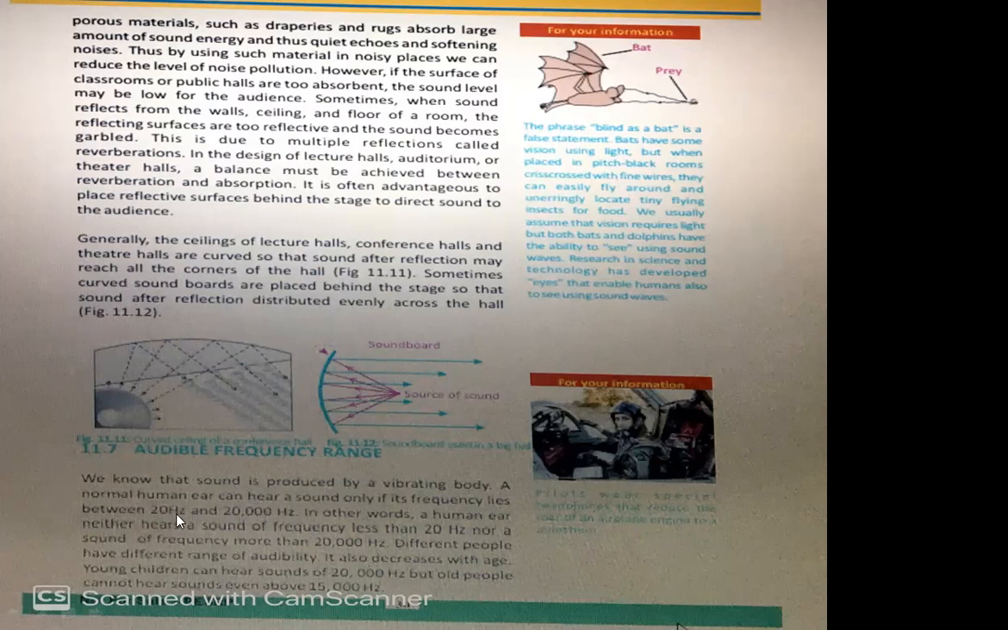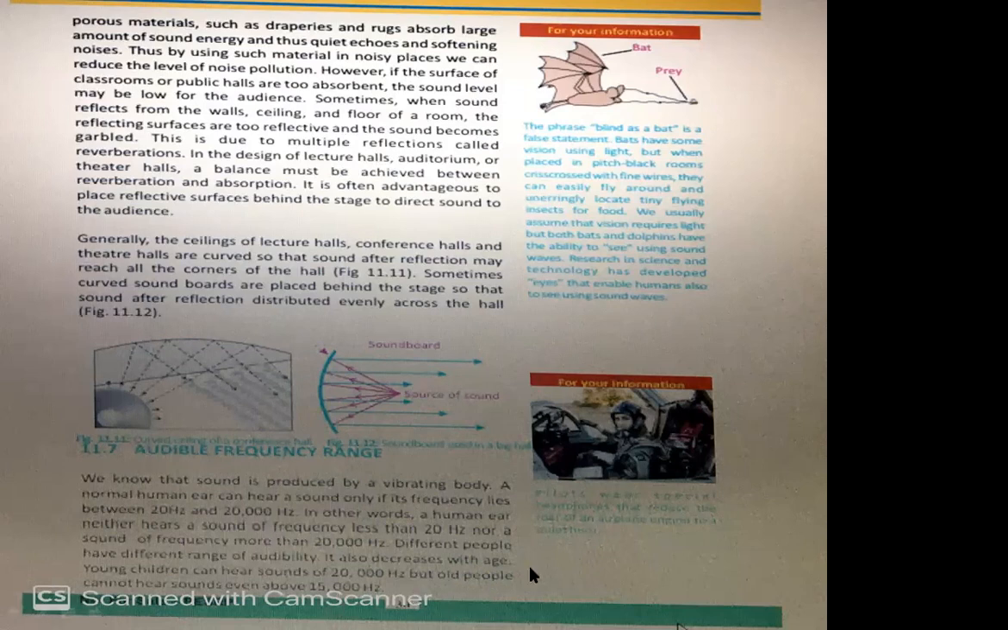You should remember the audible range. The range of frequencies which a human can hear is called the audible frequency range, and for a human being it is 20 hertz to 20,000 hertz. In other words, a human ear neither hears sound of frequency less than 20 hertz, nor more than 20,000 hertz.